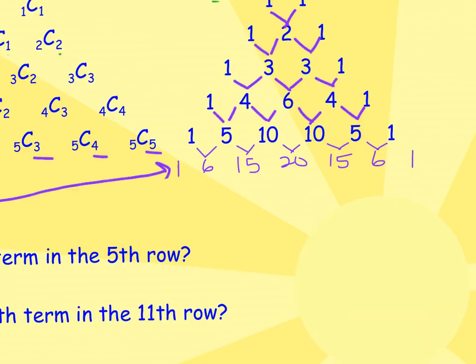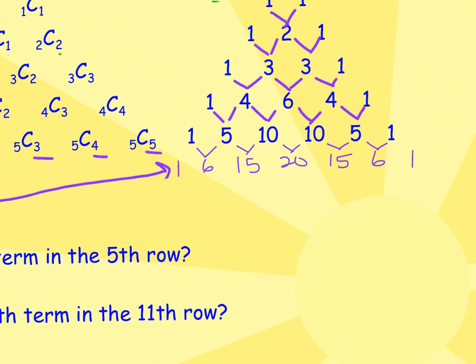There are 2 ways you could have gone about this. If you follow that triangular pattern, we start and end with 1. To get the next term, I'm just going to add the 2 right above it. 1 plus 5 is 6. To get the next term, 5 plus 10 is 15, and so on. In row 6, there are 7 terms, and the pattern is 1, 6, 15, 20, 15, 6, 1.